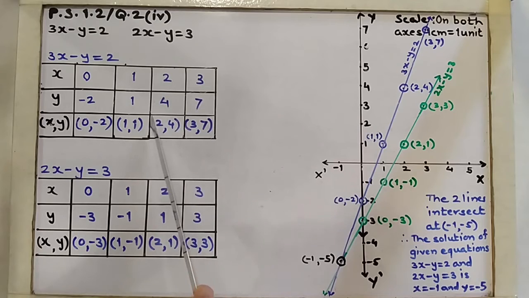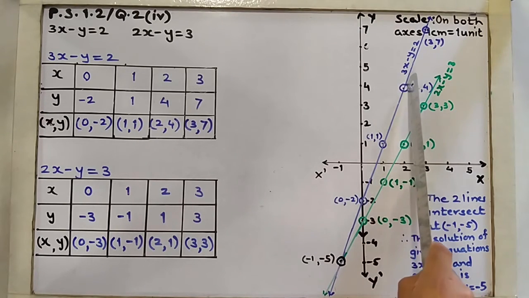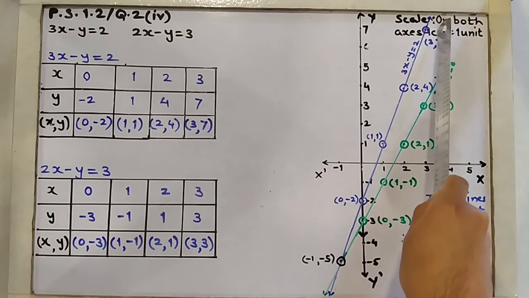Third point is 2 comma 4. X coordinate is 2 and y coordinate is 4. Again, both the coordinates are positive, so it will lie in the first quadrant. Fourth point is 3 comma 7. X coordinate is 3 and y coordinate is 7. Both x and y coordinates are positive, so it will lie again in the first quadrant.